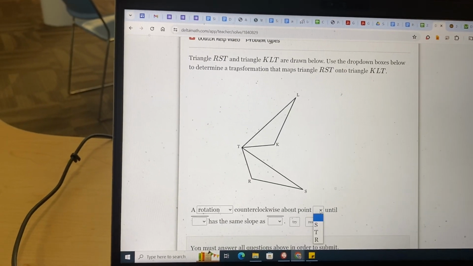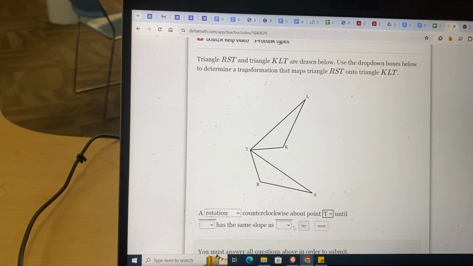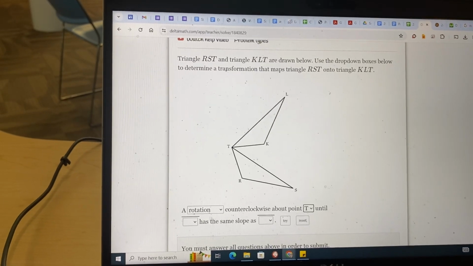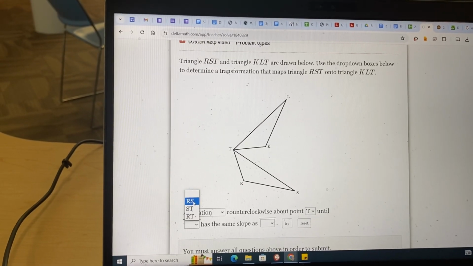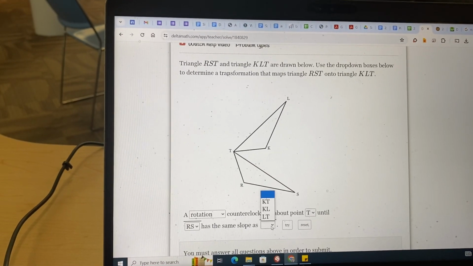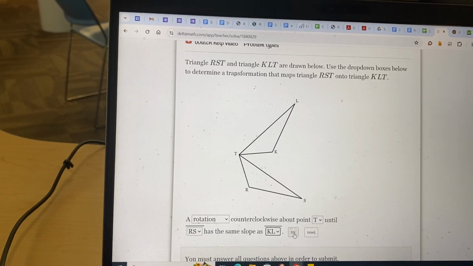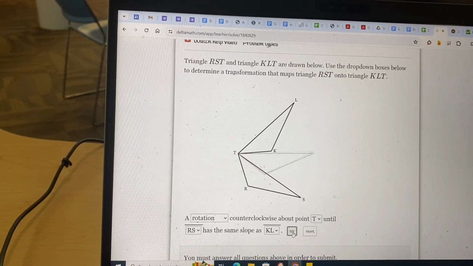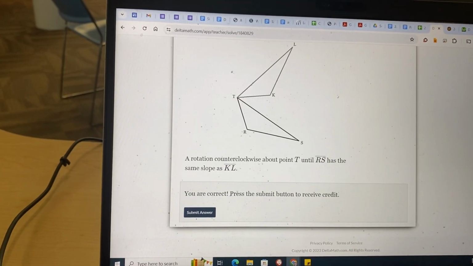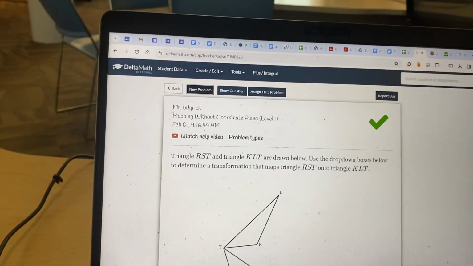I'm going to tell it to use point T since that is already touching. And it's asking about sides that have the same slope. It really doesn't matter which ones you pick. I'm going to pick RS here, and I'm going to make RS have the same slope as KL. Luckily, if you get stuck on this one, it does allow you to try it, and it shows you in motion what happens when you do that. If it ends up in the right place, it'll say, oh, you're great. Go ahead and submit that answer. You get the credit for it.